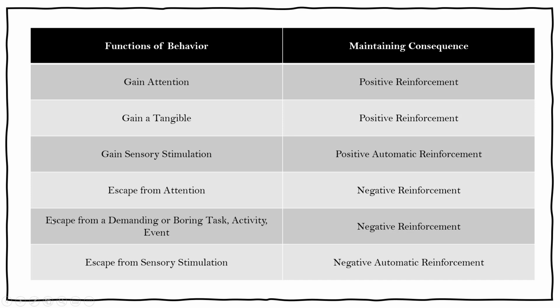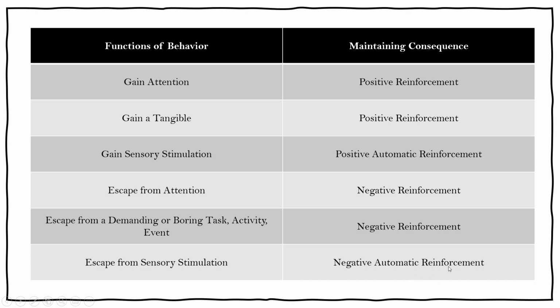You can also escape from a demanding or boring task, activity, or event, also maintained by negative reinforcement. So the task or the activity or event is aversive, and so they engage in challenging behavior and get to escape from that task. And then you can also have escape from sensory stimulation. So this would be negative automatic reinforcement.